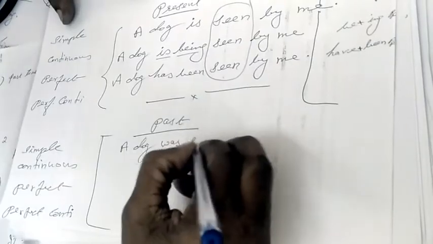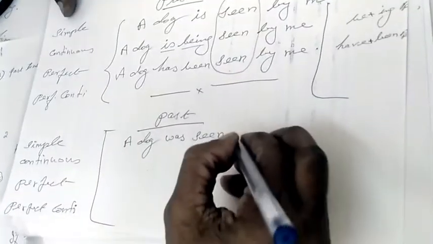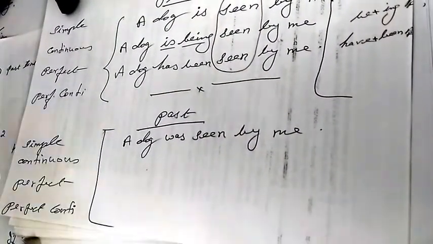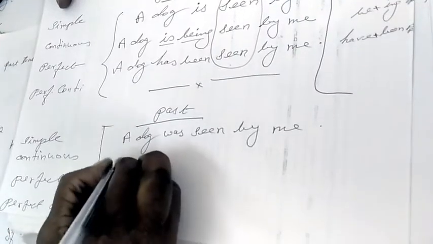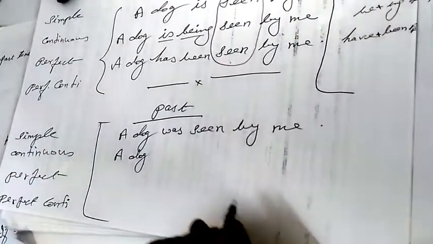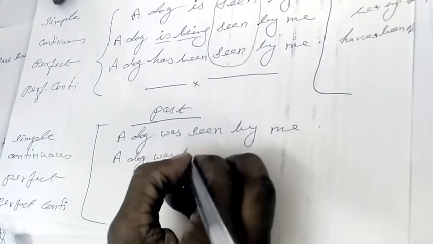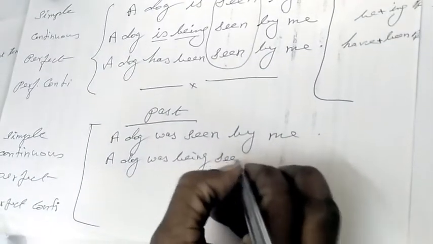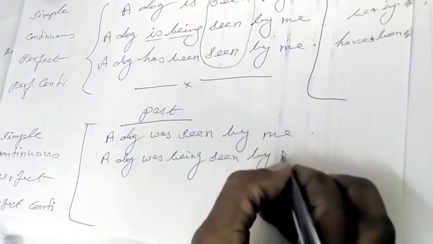And the object is the same, a dog. This time it is past tense, therefore the B group becomes was. The past participle remains the same, by me. A dog was seen by me. And the continuous one: a dog, again was being. Because it is continuous, ing is a must. And then the past participle, seen by me.